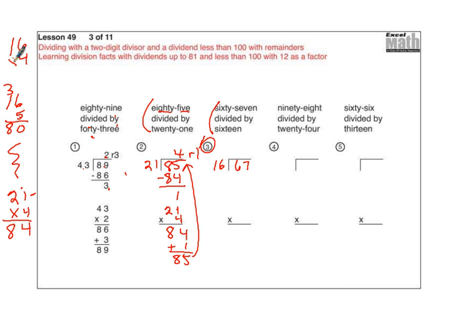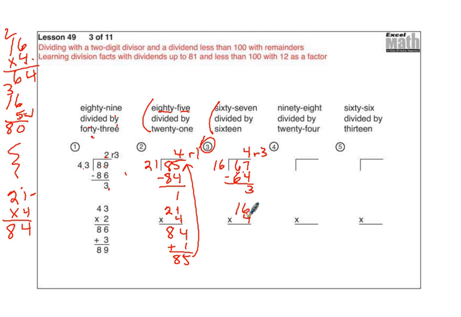16 times 4. Since 5 was too big, I'm going down to 4. 6 times 4 is 24. Carry the 2. 1 times 4 is 4 plus 2 is 6. 64. 67 is what I'm trying to fit into. That's looking pretty good. So above the 7, I'm going to write the number 4 because I know that 16 times 4 is what I just did over there. 64 is what it's equal to. Subtract and get 3, so my answer is 4, remainder 3.